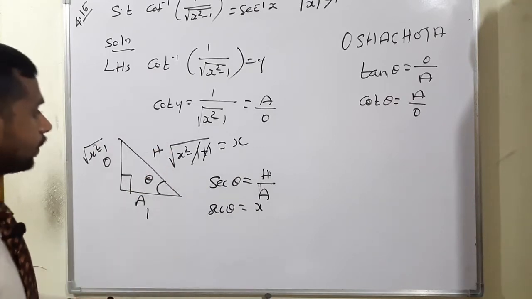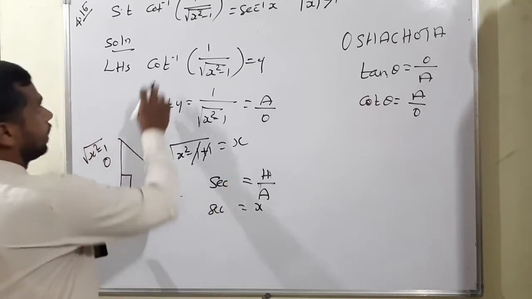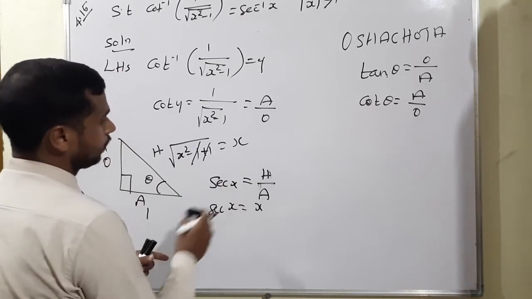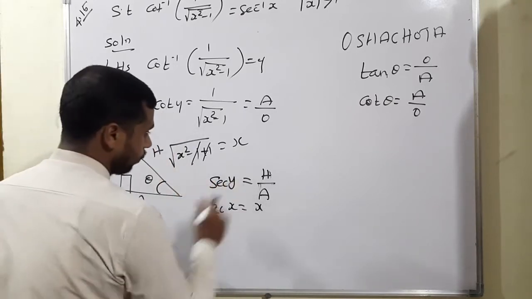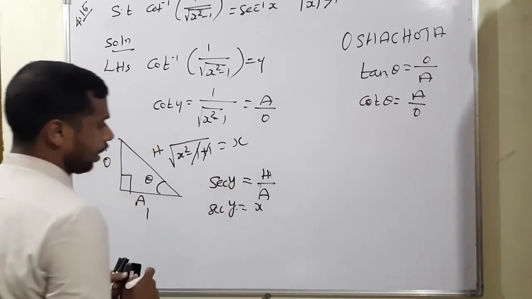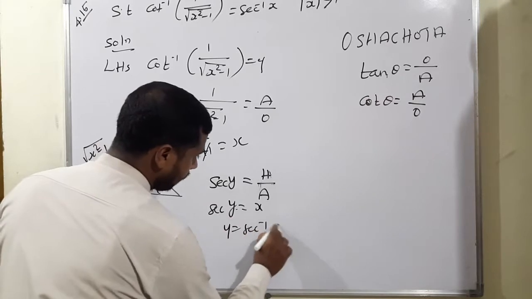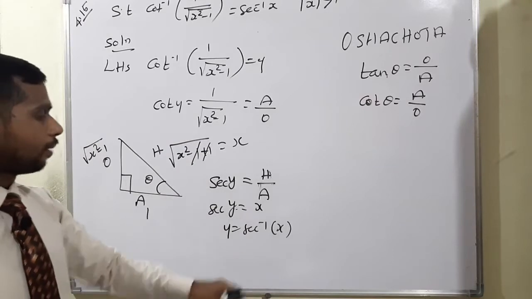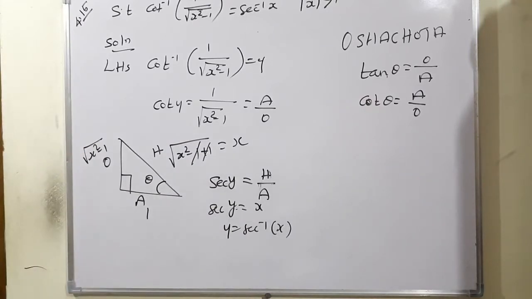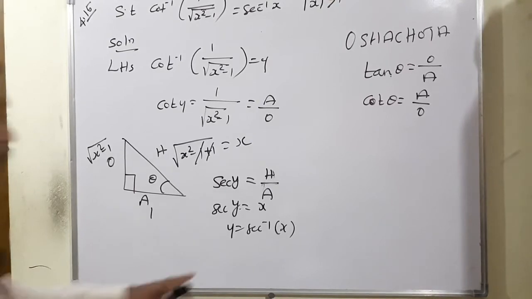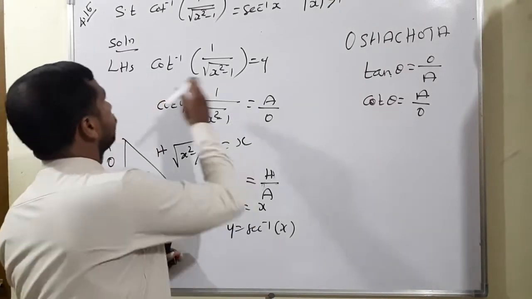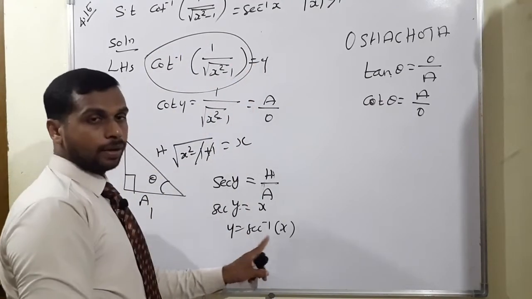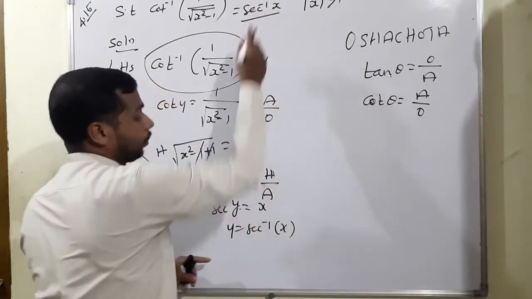We need secant inverse, isn't it? This is considered for x, because each and every time it will be x. So secant inverse x. Therefore, y is equal to secant inverse of x. Actually, we considered the whole LHS term as y. Therefore y is equal to secant inverse of x, which is according to the question the right hand side.